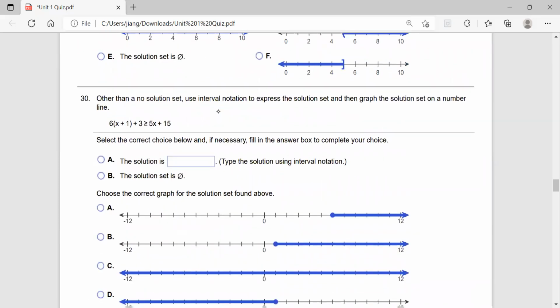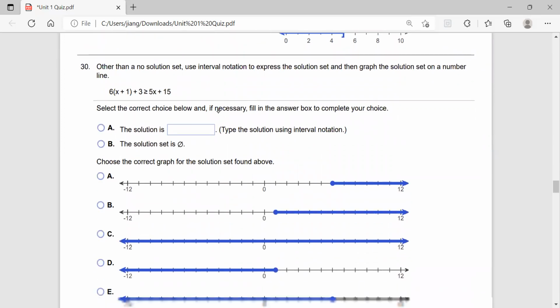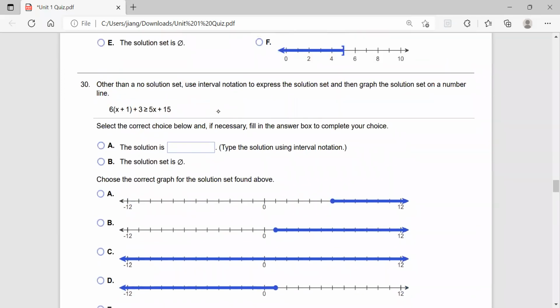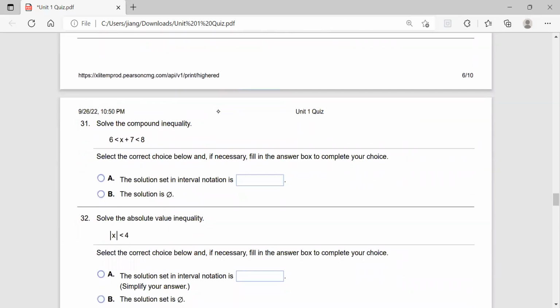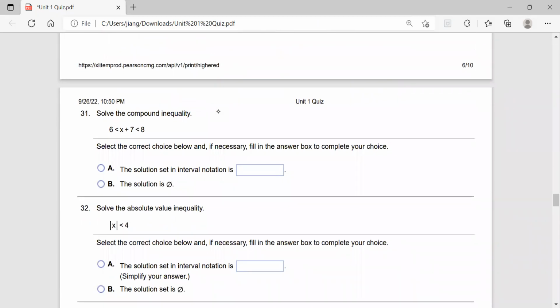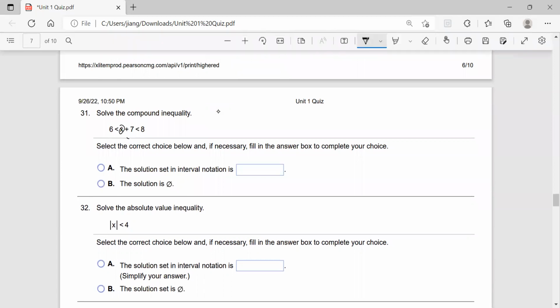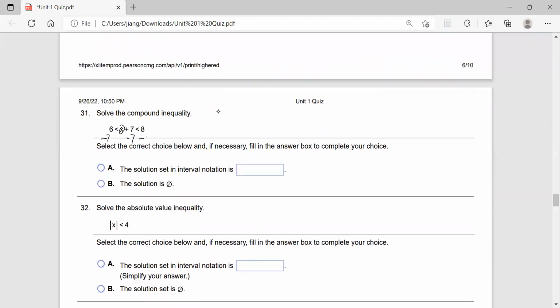Next one, I will skip because of how to solve it: just distribute the 6 and then combine the like terms, combine the x terms, and combine the numbers. Solve for the x. Let's see, next one. This one is also not hard because we're just solving the x. We can subtract the 7 here and here and here.